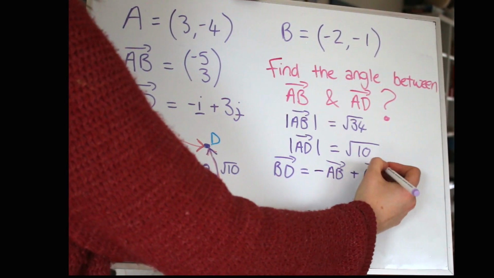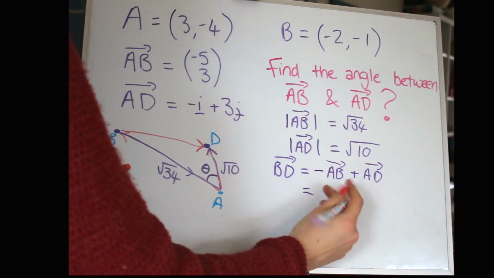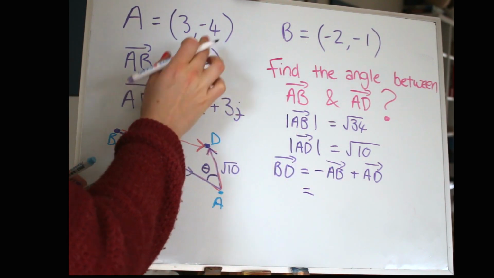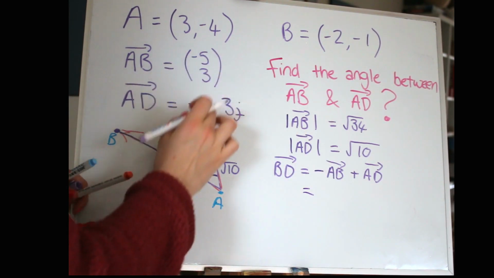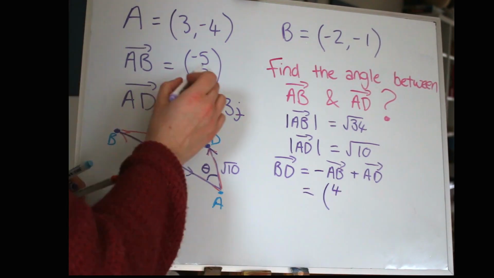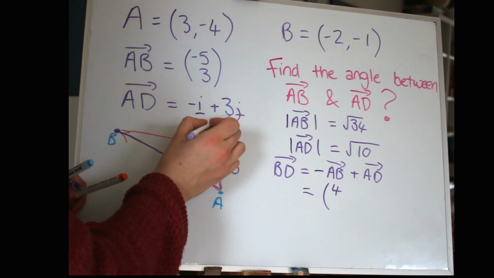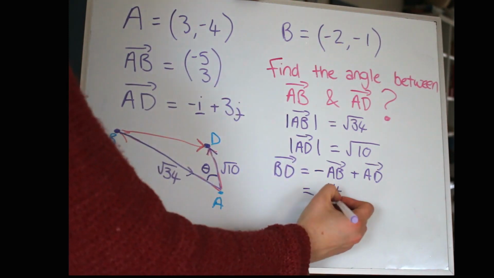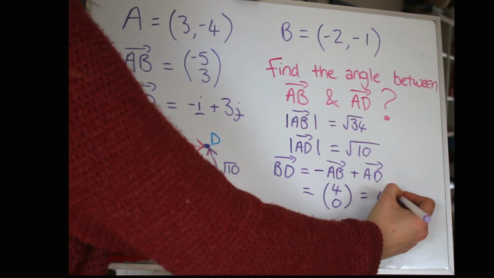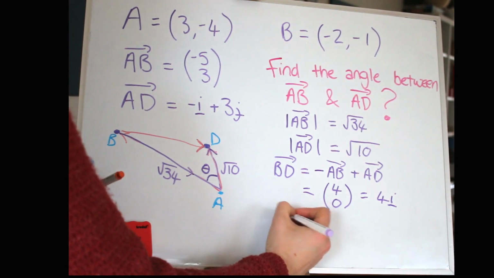Hope that makes sense. You might have done that at GCSE actually. So let's see what that looks like with the numbers. So instead of minus 5, that will be positive 5 and then plus a negative 1. So that's 4. And then instead of positive 3, we'll have negative 3 and plus a positive 3, which is 0. So that's just 4i. So the magnitude of that is really easy. It's just 4.